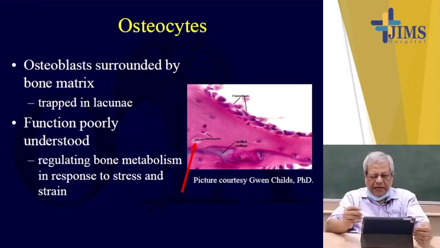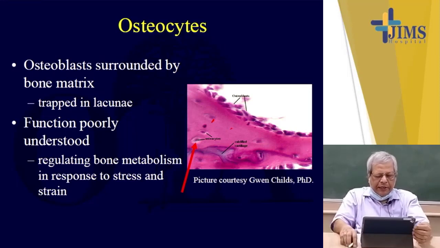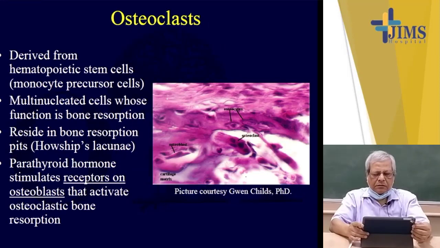Next is osteocytes. These are osteoblasts surrounded by bone matrix. These are trapped in lacunae. Osteoblasts line the surface. Osteocytes remain inside the osteoid. This is osteoid. Function is poorly understood, regulating bone metabolism in response to stress and strain.